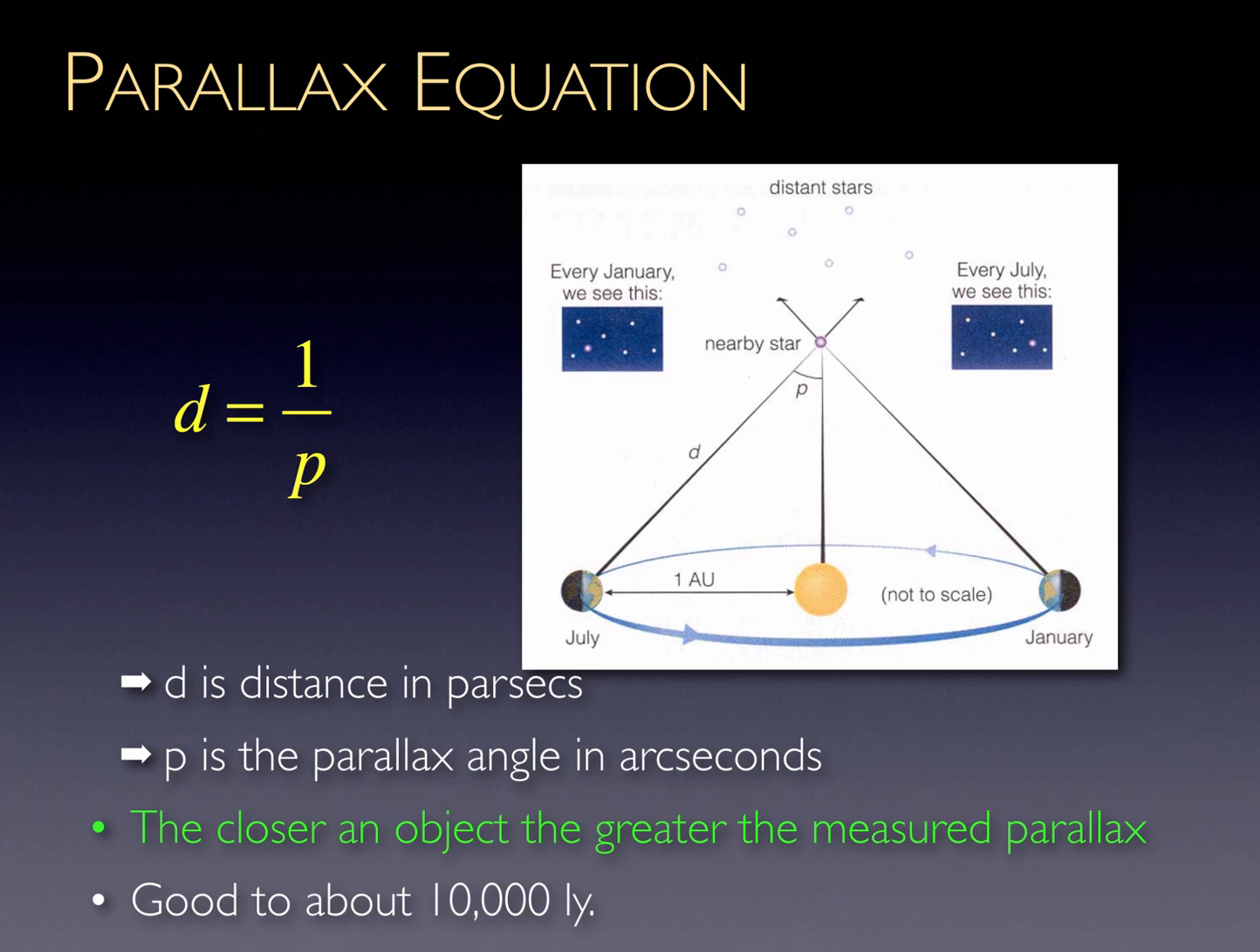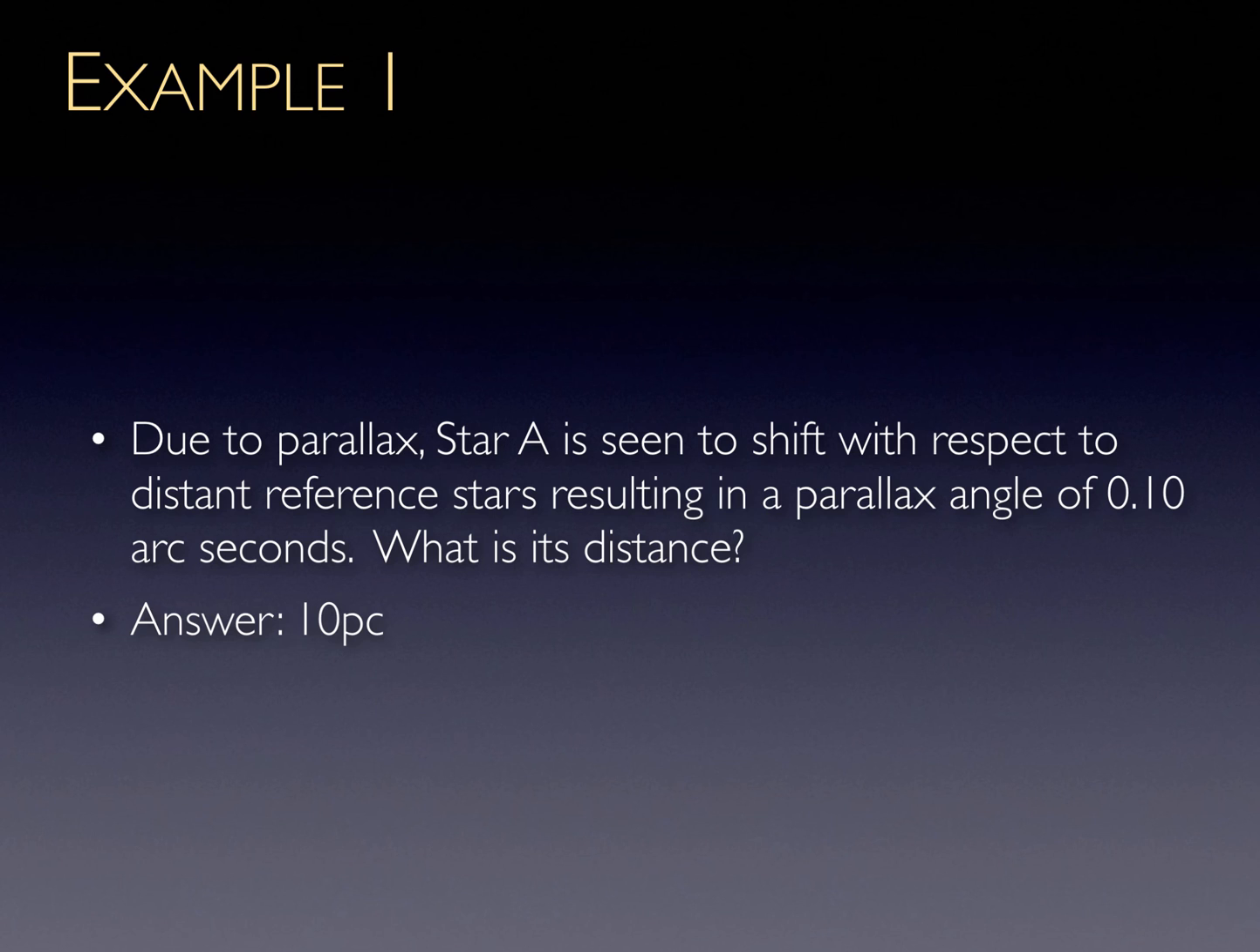This method is used to find distance out to about 10,000 light years. Beyond that, the parallax angles are too small to measure. As an example, suppose star A shows a parallactic shift of 0.10 arcseconds. Dividing 1 by 0.10 gives a distance of 10 parsecs.